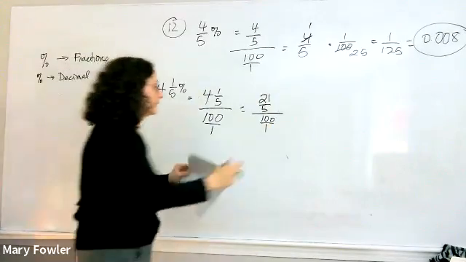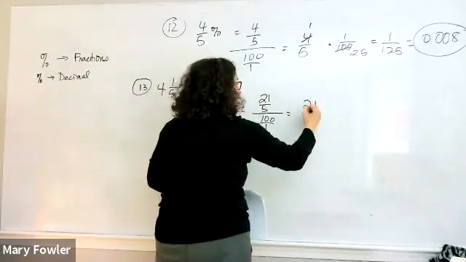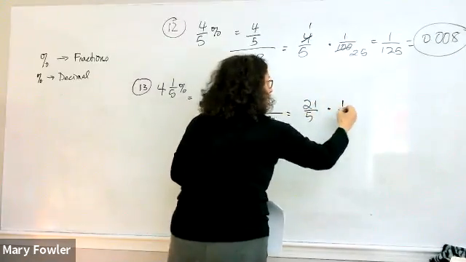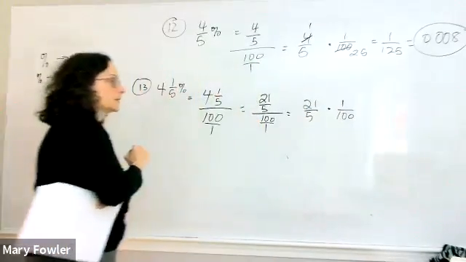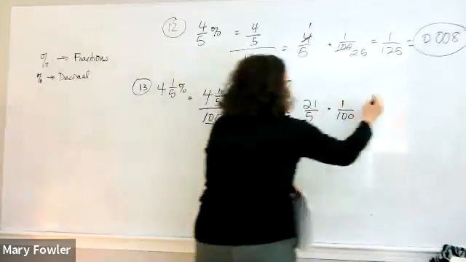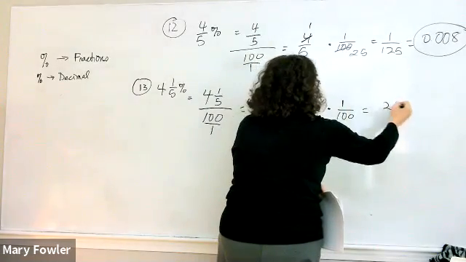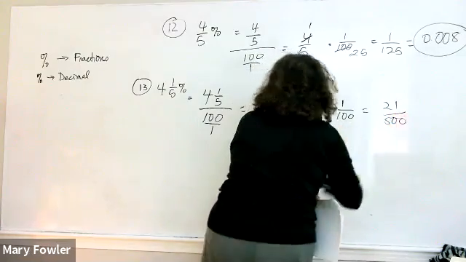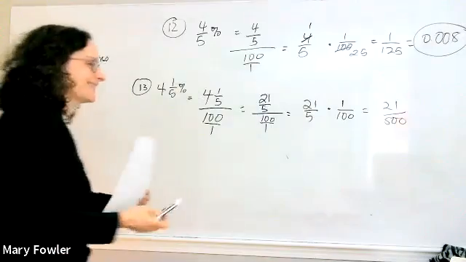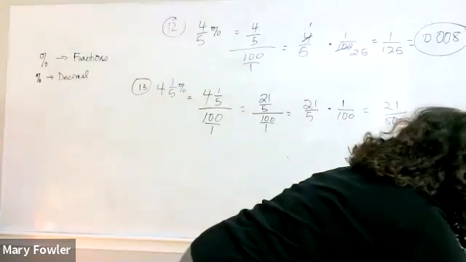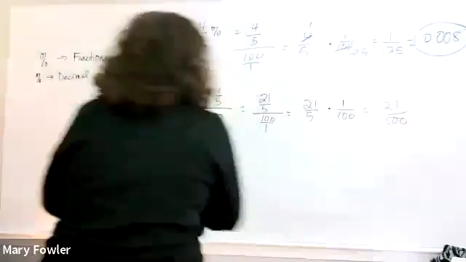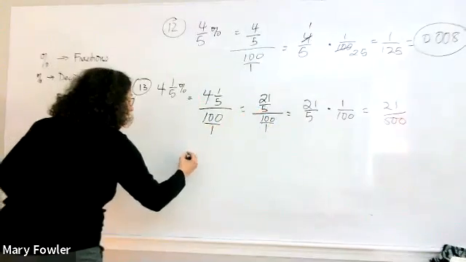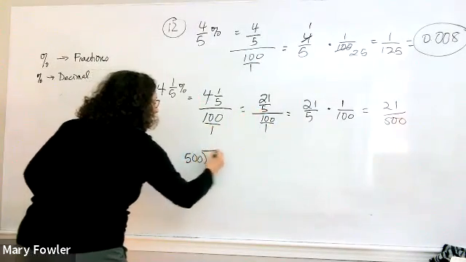So let's see how this goes. We're going to multiply by the reciprocal because we're dividing by 100 over 1. So we're going to multiply by 1 over 100. So we end up with the numerator multiplying across is 21, and the denominator is 500. Good. Okay, so we're going to convert now the fraction in simplest form into a decimal.